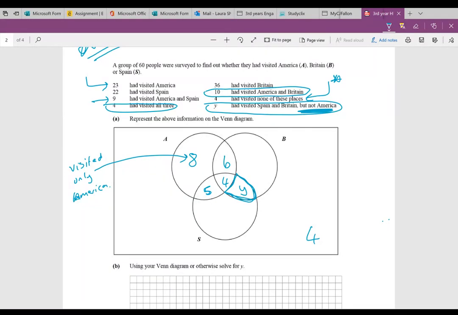22 people had visited Spain. Okay, now remember that's that entire circle. 22 people are in this entire circle. So we've 22 minus the 5 minus the 4.